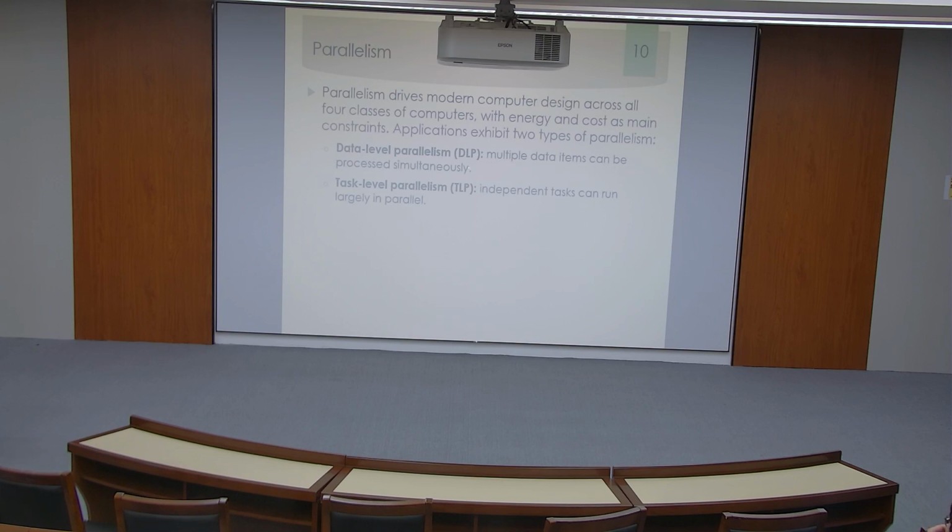The next one is task level parallelism, TLP, which means that we have independent tasks that can run largely in parallel. Task level parallelism means that we have different tasks and the tasks can be handled in parallel. So we have DLP, data level parallelism, and TLP, different tasks that can be run independently in parallel.